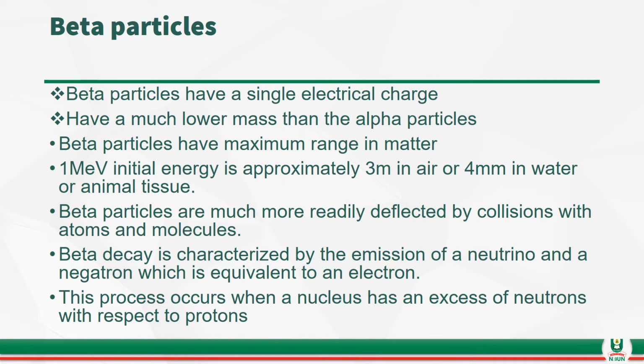Beta particles are much more readily deflected by collisions with atoms and molecules. Beta decay is, however, characterized by the emission of a neutrino and a negatron, which is equivalent to an electron. This process occurs when a nucleus has an excess of neutrons with respect to protons.